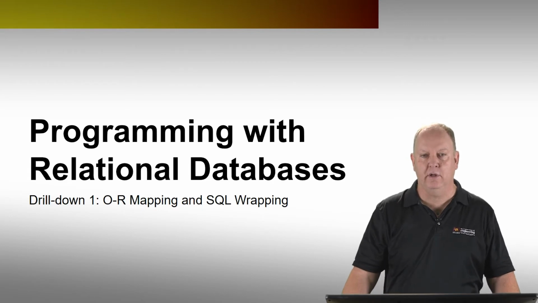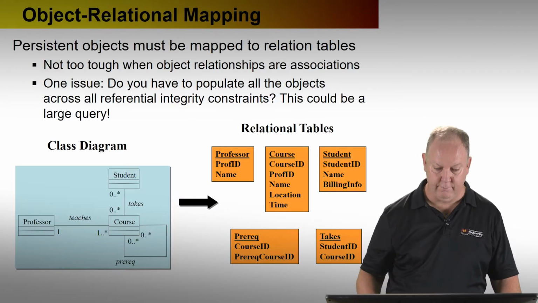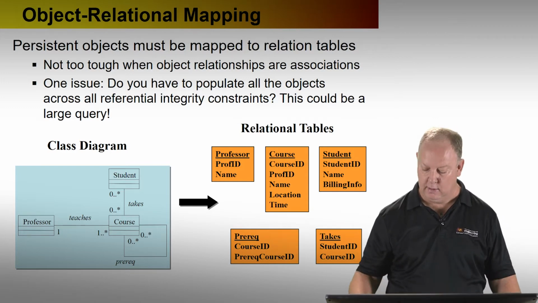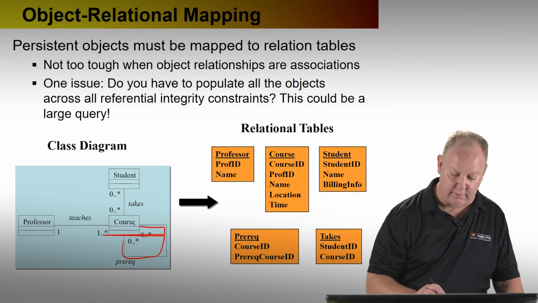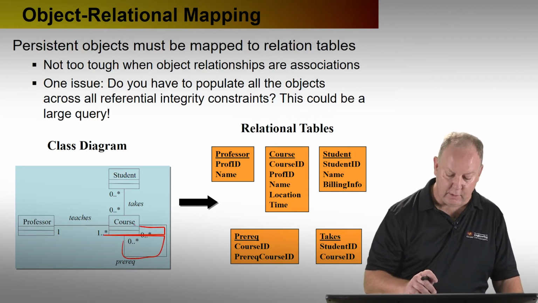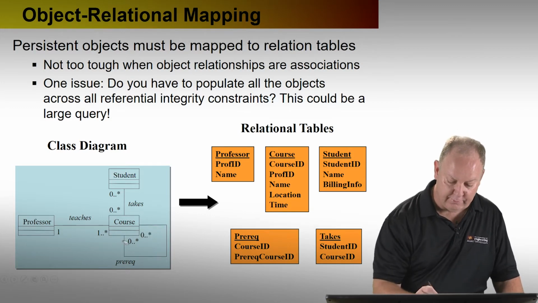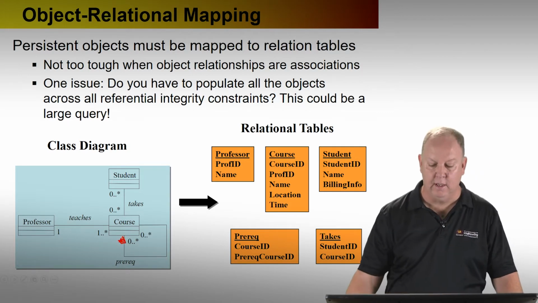But in this drill down, I want to talk briefly in more depth about object relational mapping and a technique called SQL wrapping. Object relational mapping, right? So you see a class diagram on the left. It has a few associations. Notice how it has what we call a hierarchical or containment style relationship in UML. We actually could even put one of our diamonds there for aggregation or composition.